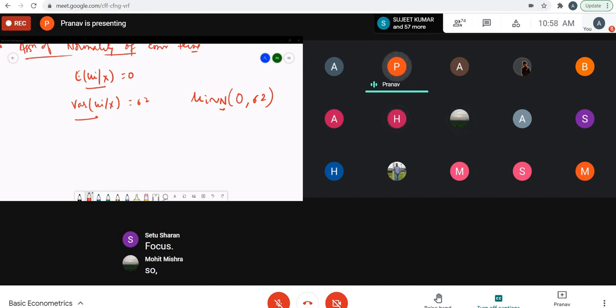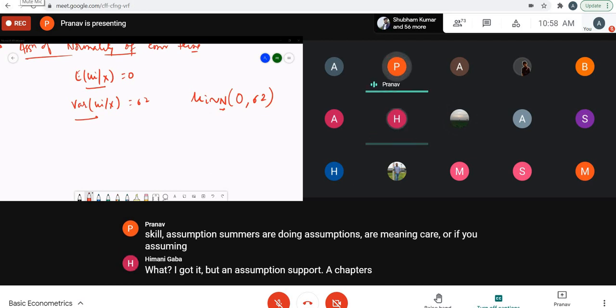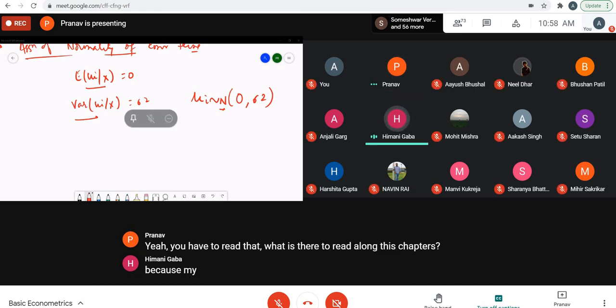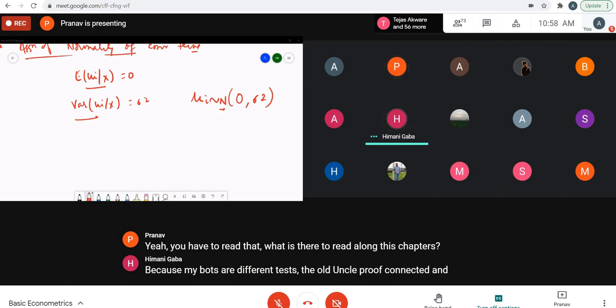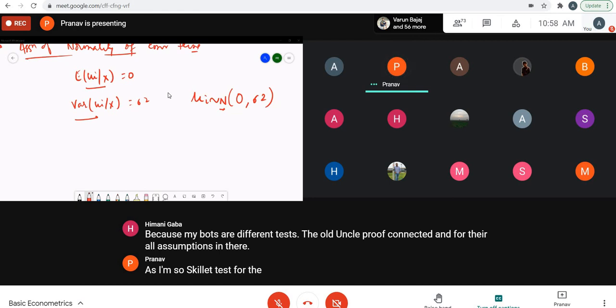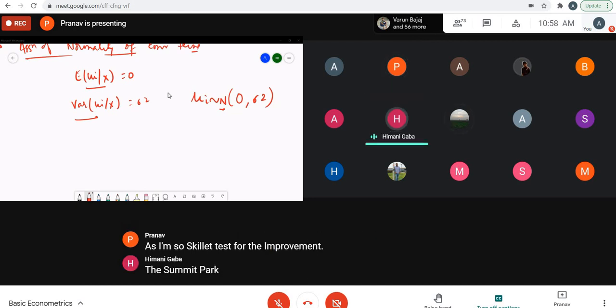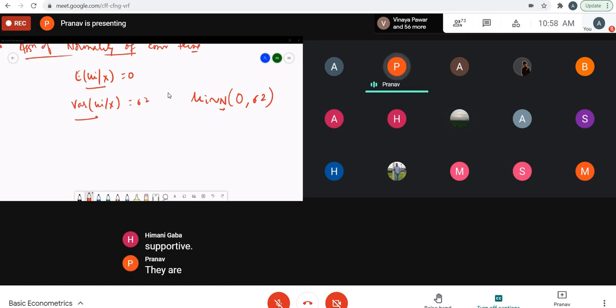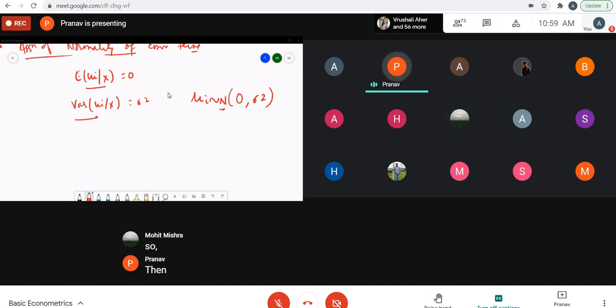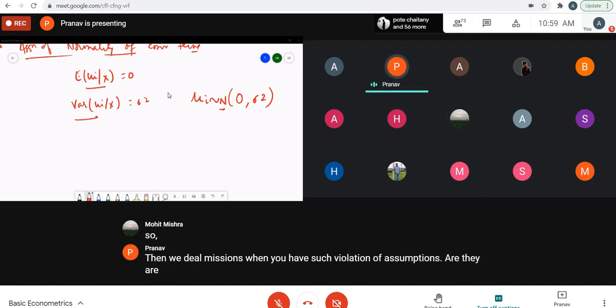Sir. हाँ जी, Himani. Chapters भी होते हैं ना फिर. Yeah, you have to read that. What is there to read on all these chapters? Because उसमें बहुत सारे फिर tests भी होते हैं उनको prove करने के लिए, further और assumptions उनमें. Assumptions के लिए tests होते हैं proof करने के. जैसे हमने Park's test, Glejser's test ये सब पढ़ा था. They are remedial measures there. They'll come when we discuss violation of these assumptions. अच्छा, okay sir. They are remedial measures when you have such violation of assumptions. I'm just asking you to read these assumptions.